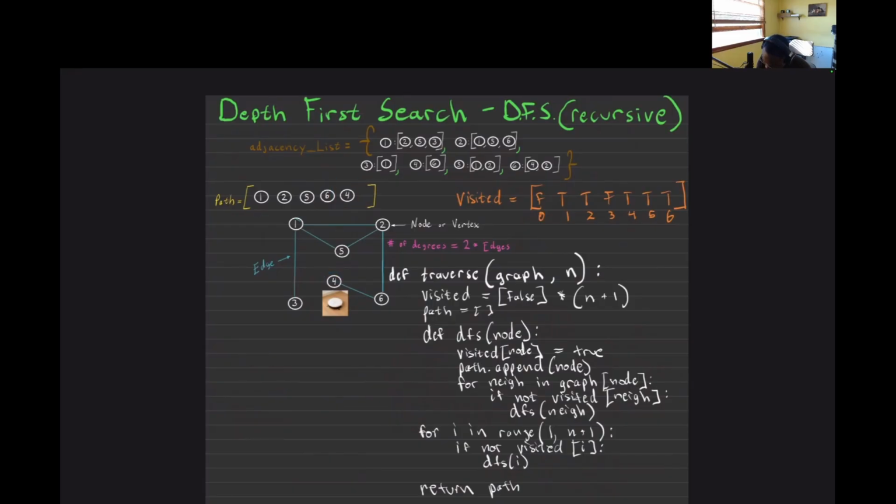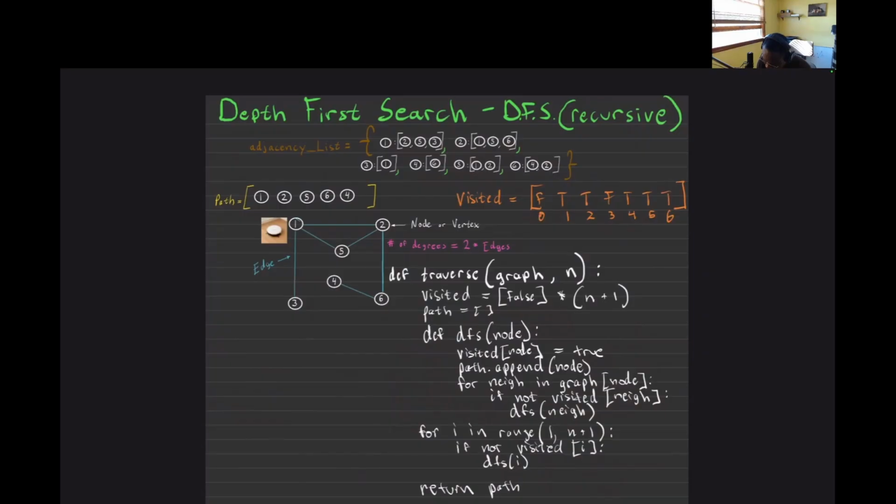Cool. Let's check 4's neighbors, right? For neighbor in graph of 4, 4 has a 6 in there. Have we visited 6 before? Let's check visited. Yes, we have, because it's true, right? So we don't do anything there. And notice how there's one more node we haven't finished, right? So what called 4? 6. What called 6? 2. What called 2? I believe it was 5. What called 5? 1. So we're all the way back here at 1.